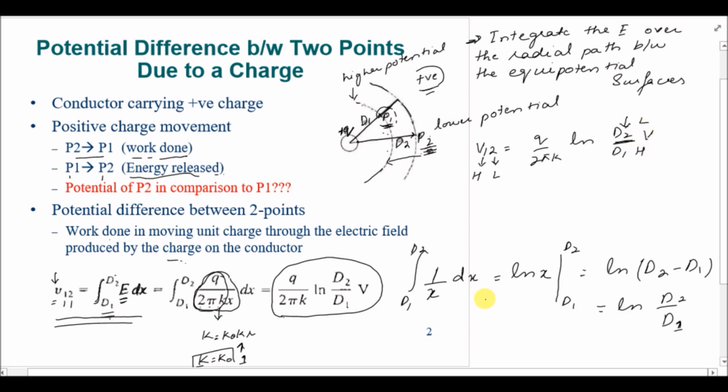So when you are going to use this formula for the calculation of capacitance in 3-phase lines, you have to remember that in case of V12, point 1 is at high potential and point 2 is at low potential. But in the logarithmic term, in the numerator we have the low potential distance, and in the denominator we have the high potential distance.